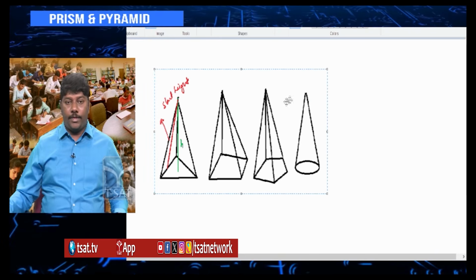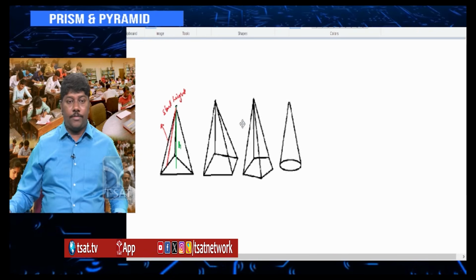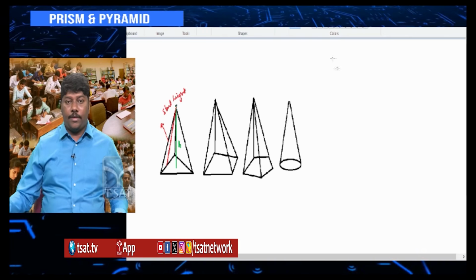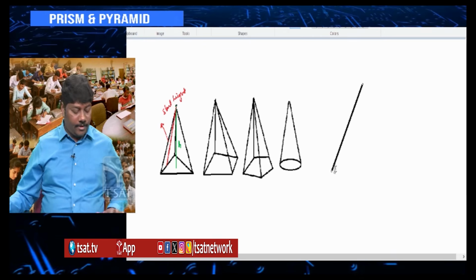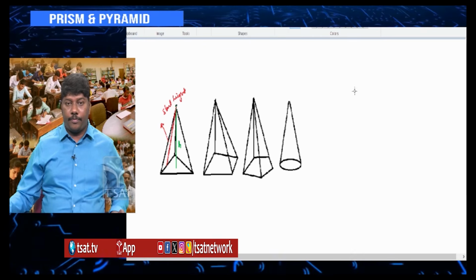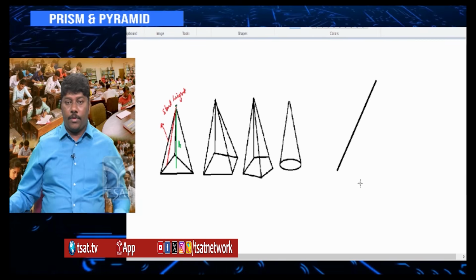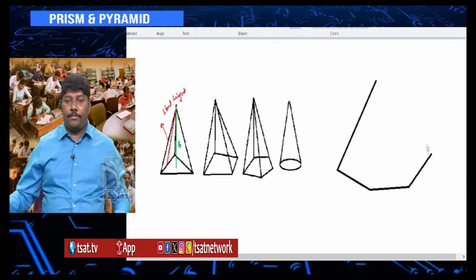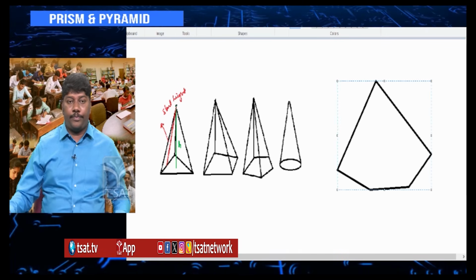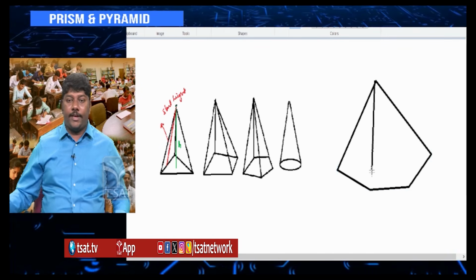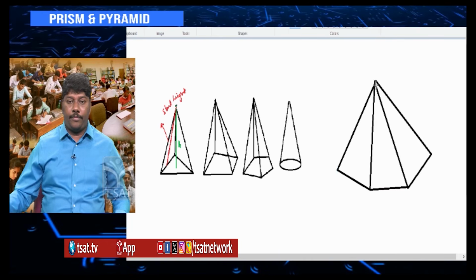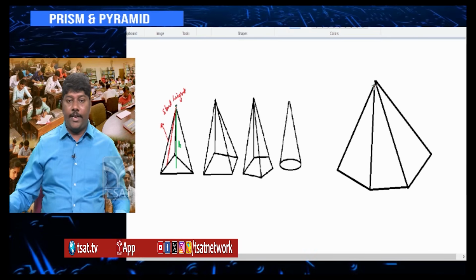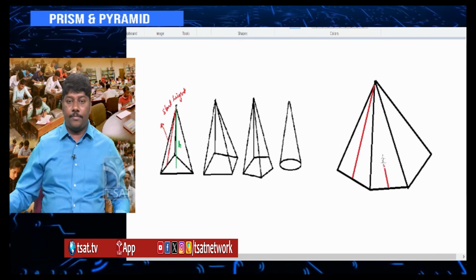If you cut it and open it, see how it forms. Take an equilateral triangle base pyramid, cut it and open it. It will be like this. Side 1, side 2, side 3, you are adding them to this. These are the three triangular surfaces we see here. These red lines are slant heights.